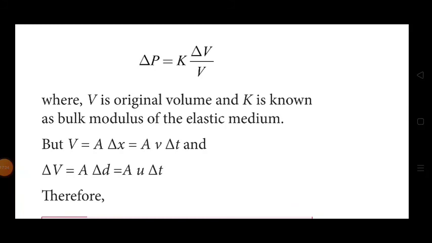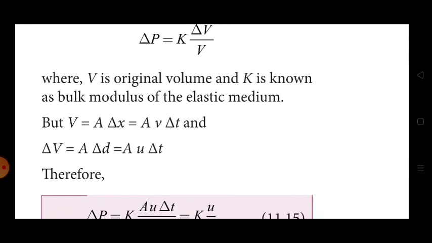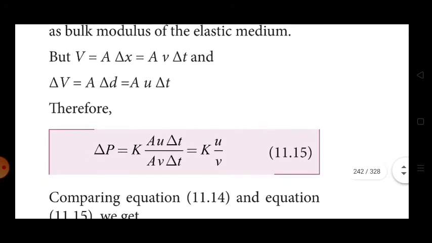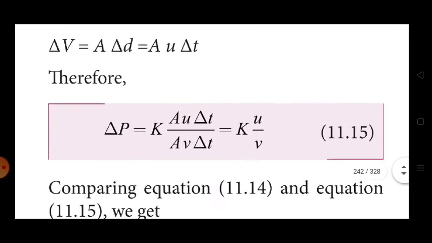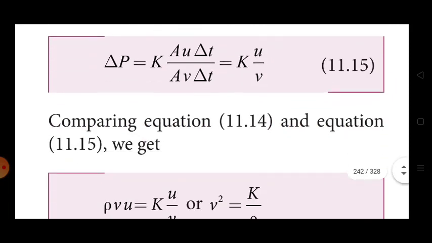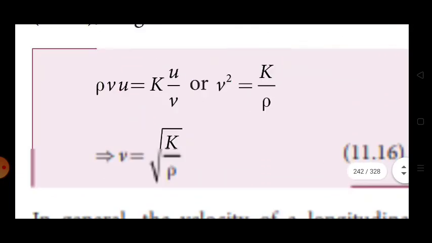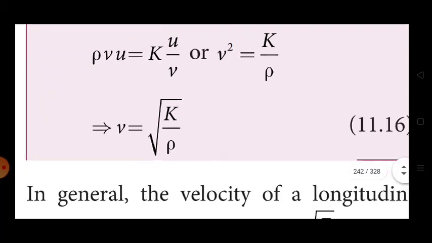But V is equal to A into delta x, which is A v into delta t, and delta V is equal to A into delta d, which is A u into delta t. Therefore, delta P is equal to K into A u delta t by A v delta t is equal to K into u by v. Comparing the two derivations, we get rho v u is equal to K into u by v, or v square is equal to K by rho. So velocity is equal to root of K by rho.